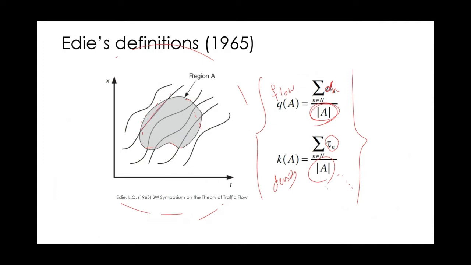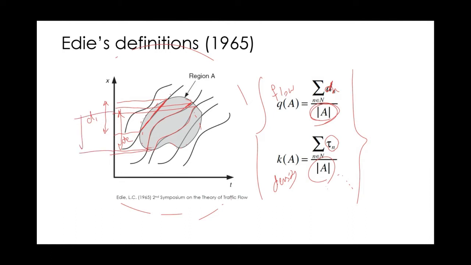So this trajectory, what is the distance traveled of this trajectory within this region? It's actually from here to here, right? Let's call it D1. So this is the distance traveled of this trajectory. The distance traveled by this trajectory within this region is also from here to here. So let's call this D2. And the other trajectory is from here to here.